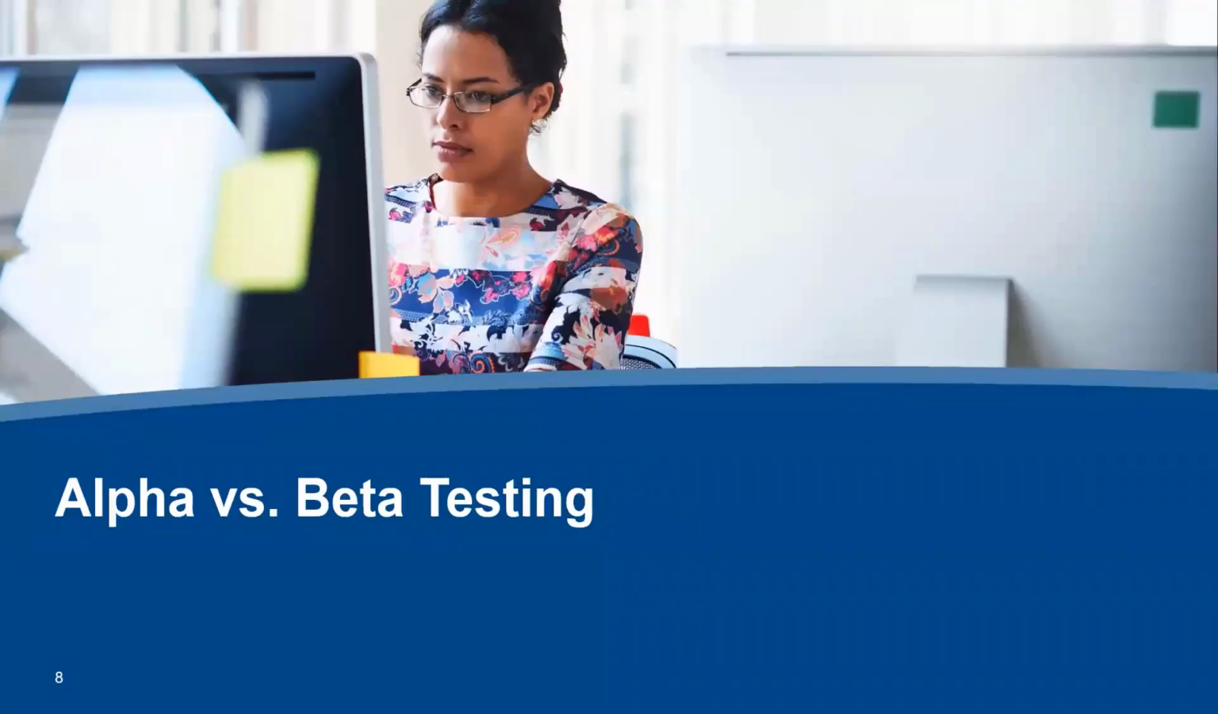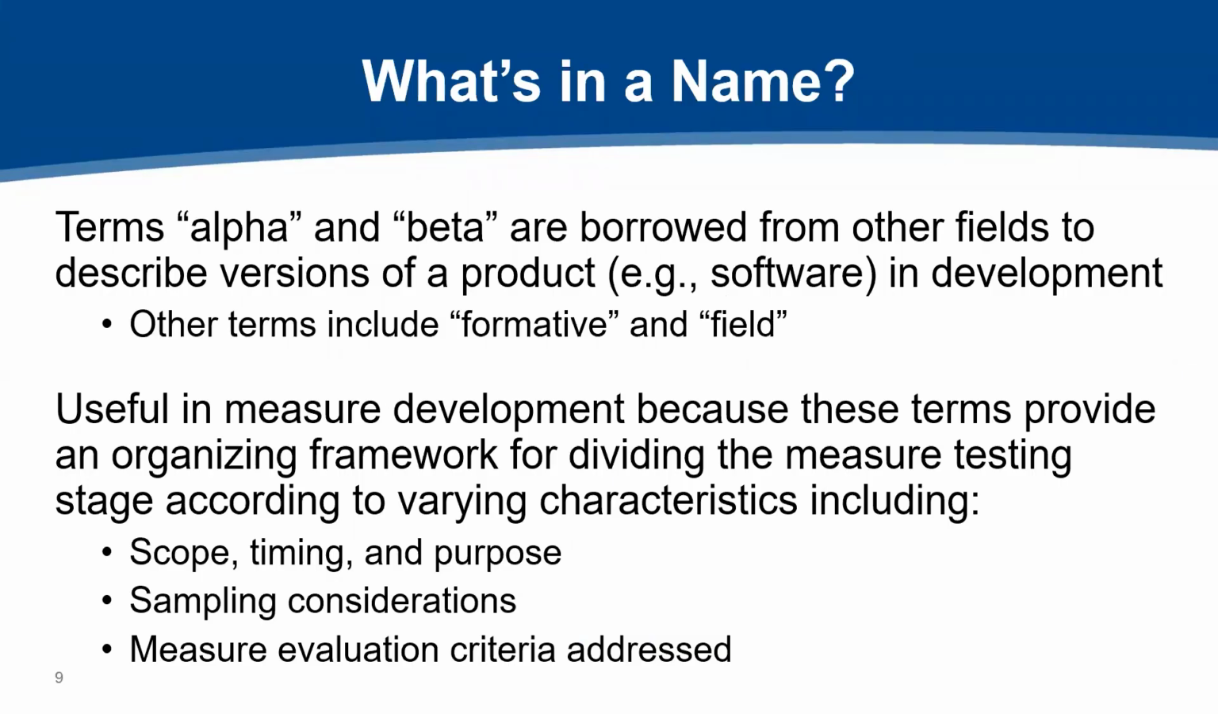Having situated ourselves in the measure lifecycle, we're going to move on to our first topic, which is alpha and beta testing. The terms alpha and beta are actually borrowed from other fields to describe versions of a product, such as software and development. So you'll often hear of a software product being in beta. It's a term we've borrowed from those types of fields. Other terms that you may have heard and that essentially mean the same thing are formative testing for alpha testing and field testing for beta testing.